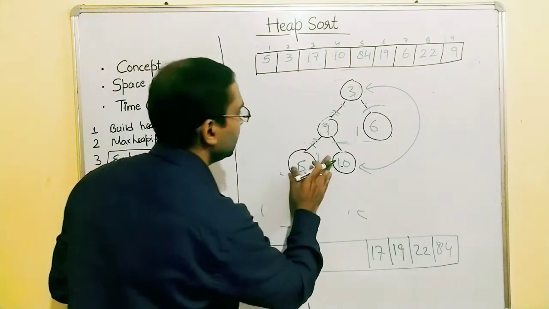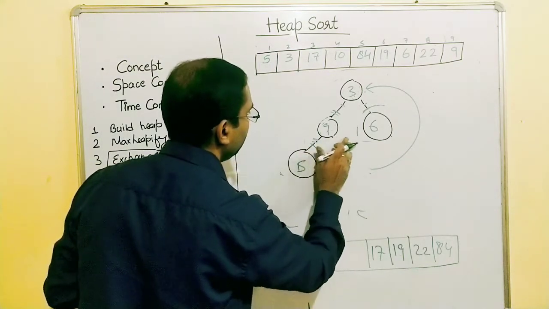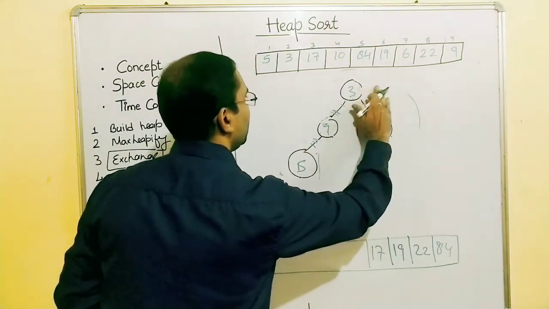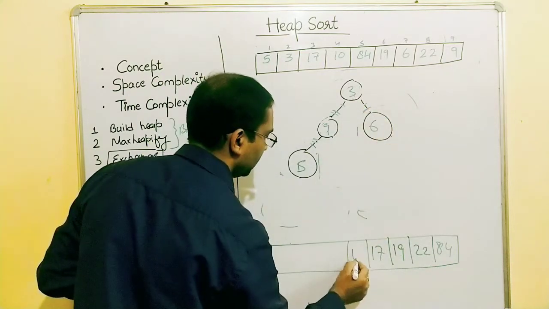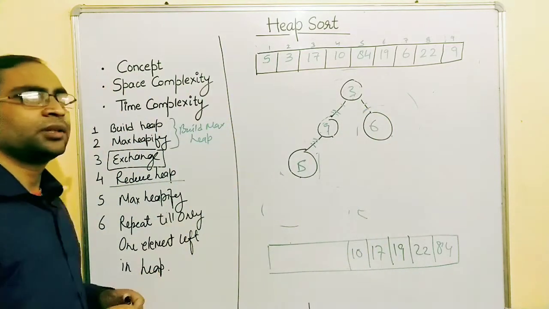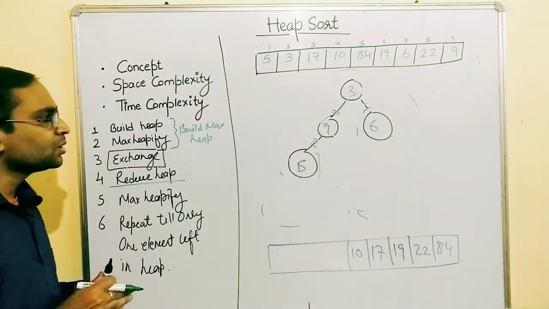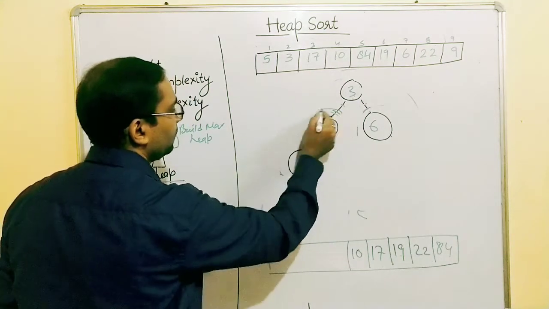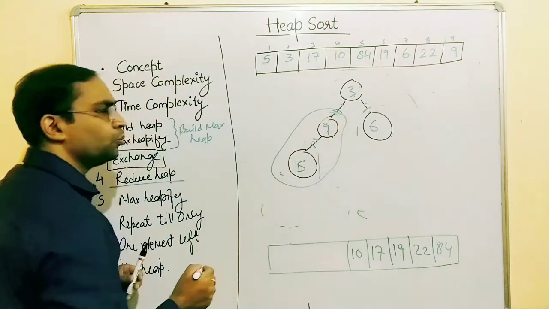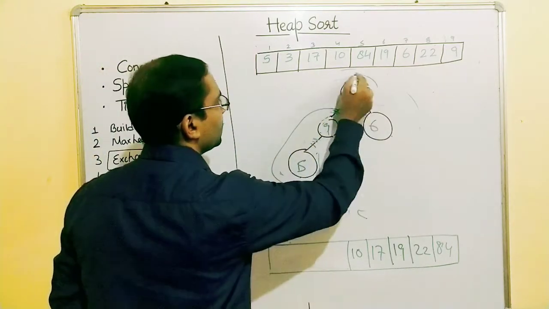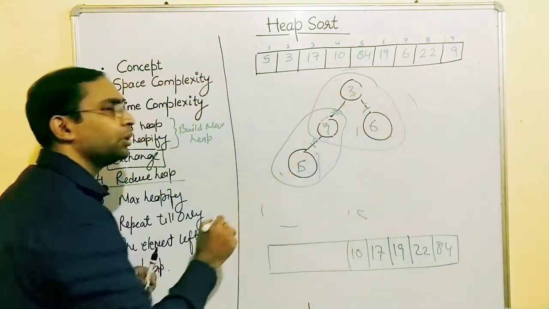So that means we'll extract this 10 from the heap and we'll reduce the heap size. So this 10 will come here and the heap size is reduced. Again, we need to perform max heapify. So let's see, this is the first subtree, no property violation, and this is the next subtree, the property violation.